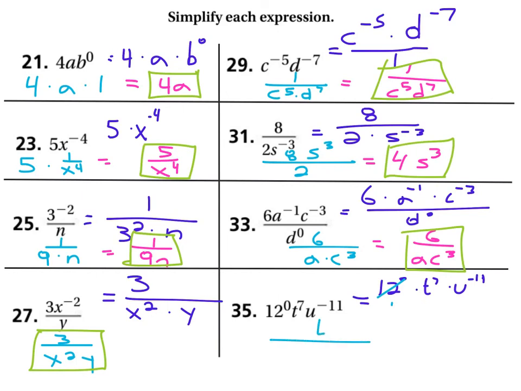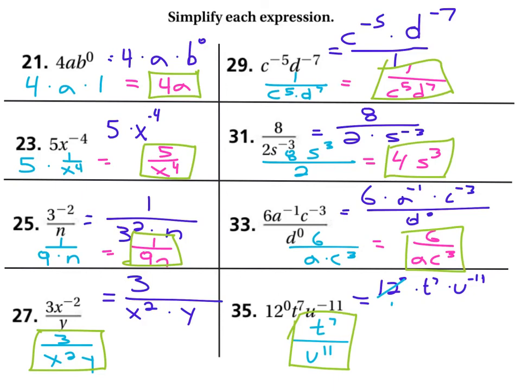So now we've got to write a fraction bar. Here we've got our t to the 7 on top. And then that u to the negative 11 is going to jump to the bottom as a u to the positive 11. It uses up the exponent in order to make that jump across the fraction bar. Okay? And that's it. There's no other way to simplify that.